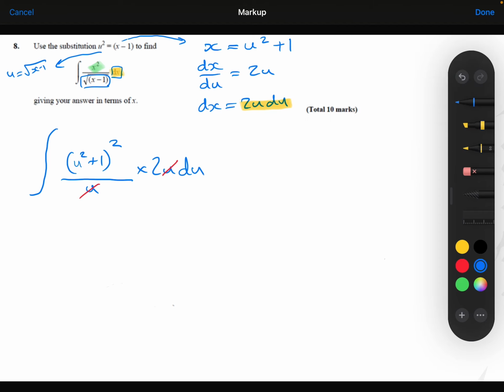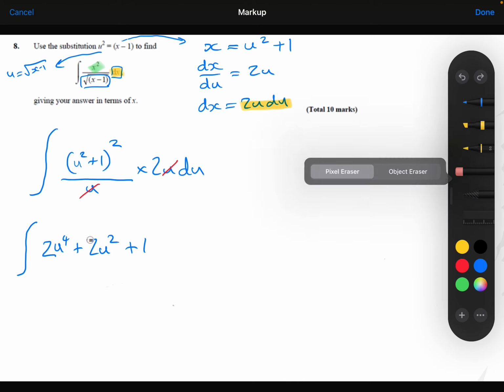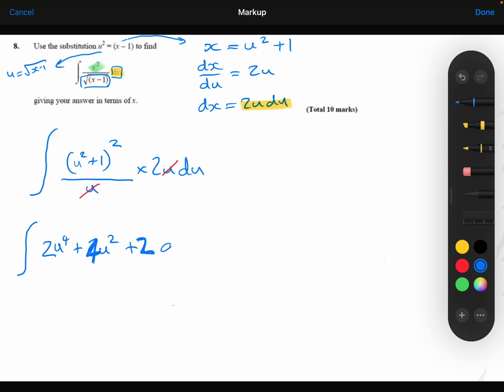Right, let's now expand these brackets. So I've got u squared squared, which will be u to the power 4. u squared times 1 is u squared, and 2 of those. And the 1 squared is 1. So this is me just expanding this. But then all of that needs to be multiplied by the 2. So actually we're going to have a 2u to the power 4, we're going to have a 4u squared, and a 2, du.